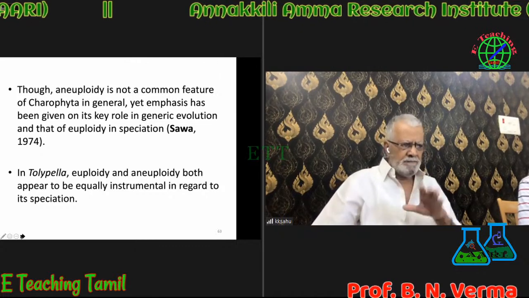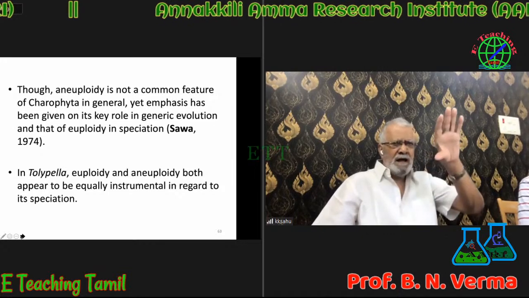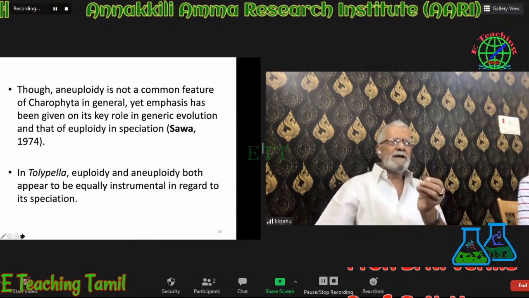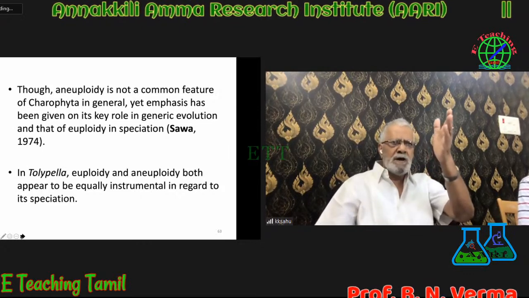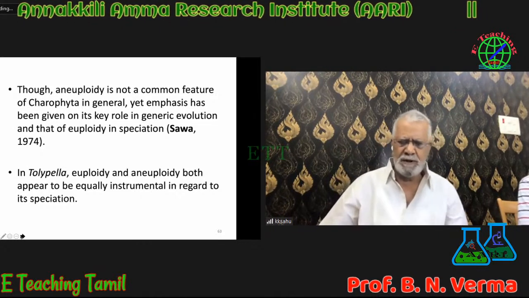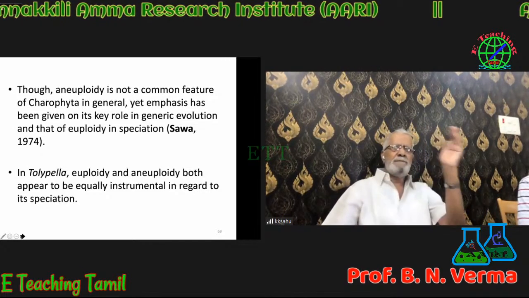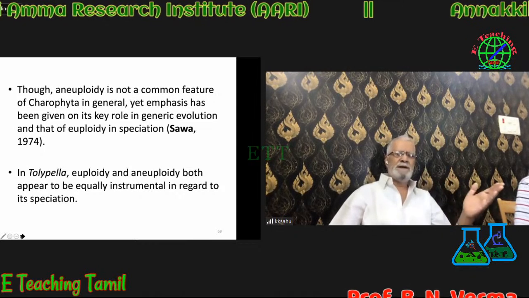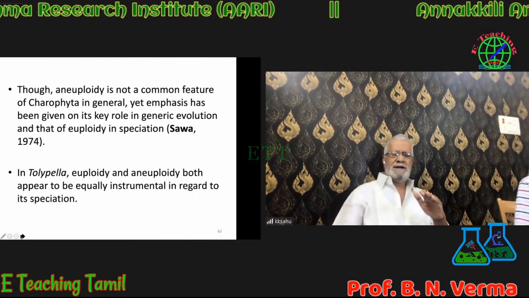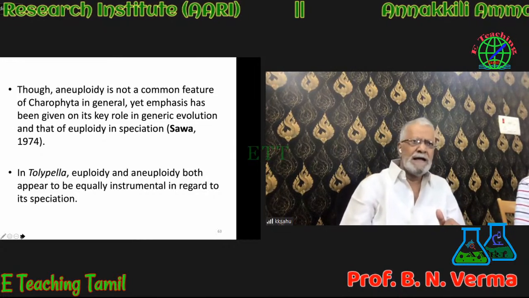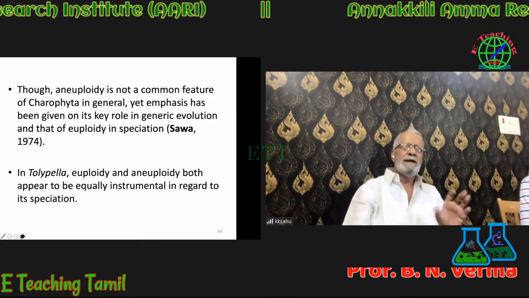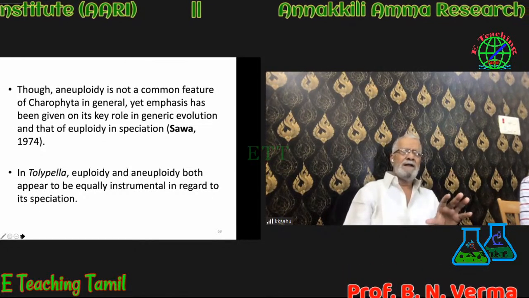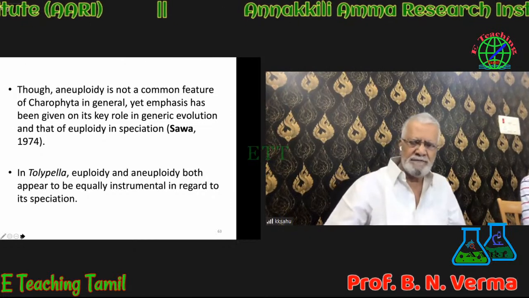Just see, in Tolypella we have seen irrelevant variations not following any pattern. Because of the predominance of aneuploidy in Tolypella, any number can be supposed to be derived from a basic number 6, or basic number 3, or basic number 7. So when we take aneuploidy, we can assume that it might have played a good role in the genetic differentiation of charophytes. But when we take the specific level, it is polyploidy which plays a significant role in Charophyta.